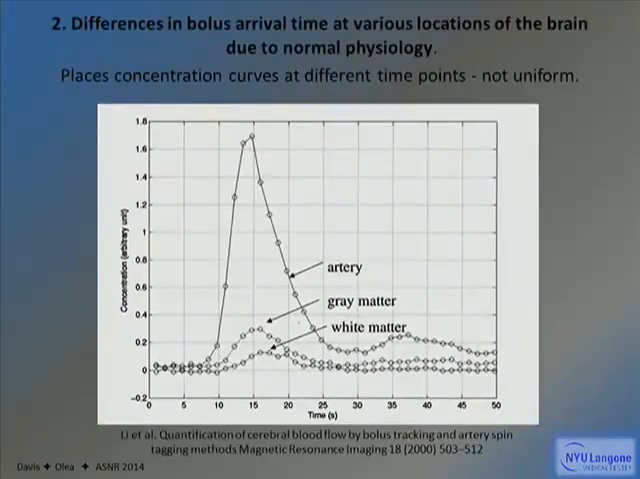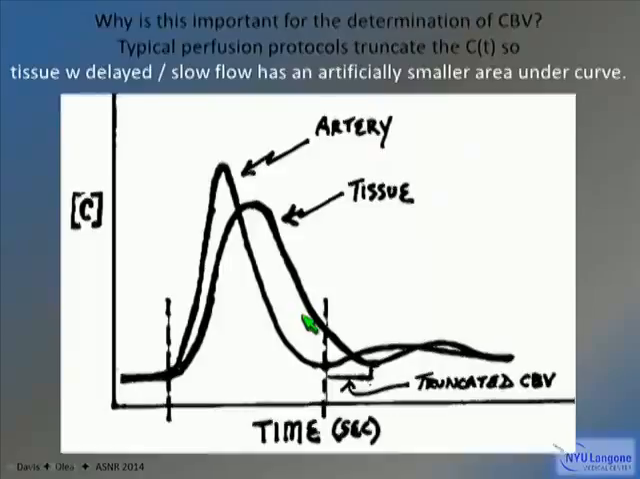our equations. Secondly, there is no correct concentration curve within the brain. Differences in bolus arrival time are normal due to normal physiology. In this graph, we see that in the artery, we have a very fast uptake curve. It peaks rapidly and comes down, just what you'd expect from the artery. But the concentration curve in the tissue is a little bit delayed, and we can see much lower, and it's more spread out. And within the white matter, it's even lower down and more spread out. These are normal concentration curves in the brain.